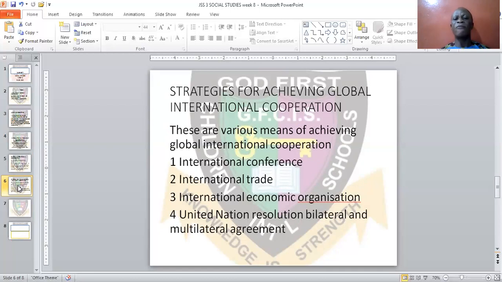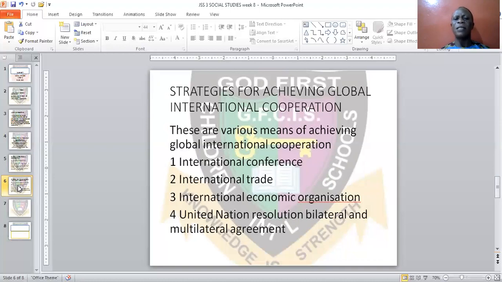One, international conference. They will meet and have a conference together to discuss the way forward, what next. See, after this COVID-19, what next? Two, international trade. That is buying and selling. How we can trade with other countries, with other continents. If Nigeria wants to import ammunition, we know where to go. We cannot just go and import ammunition from our enemies.